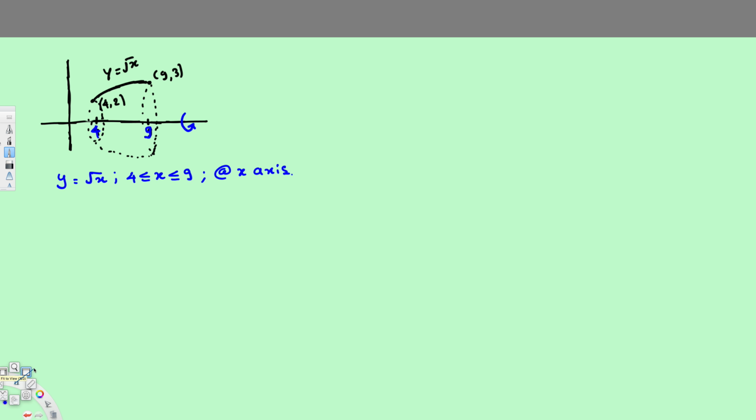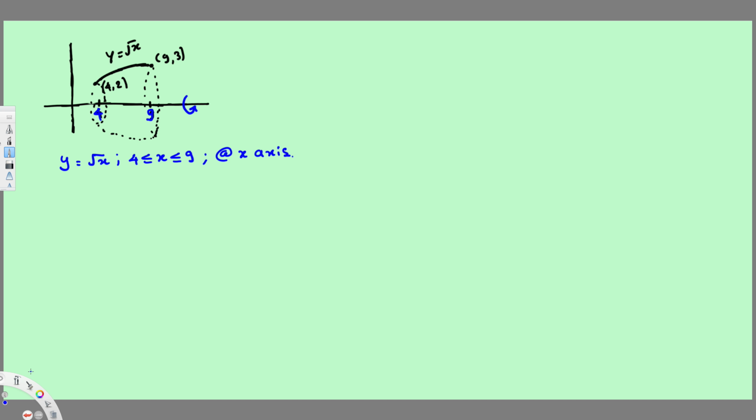What's going on, guys? Let's see how we can do this question right here. The question is asking to find the surface area of revolution of this region given by this expression, right? And they have given that this is rotating around the x-axis.